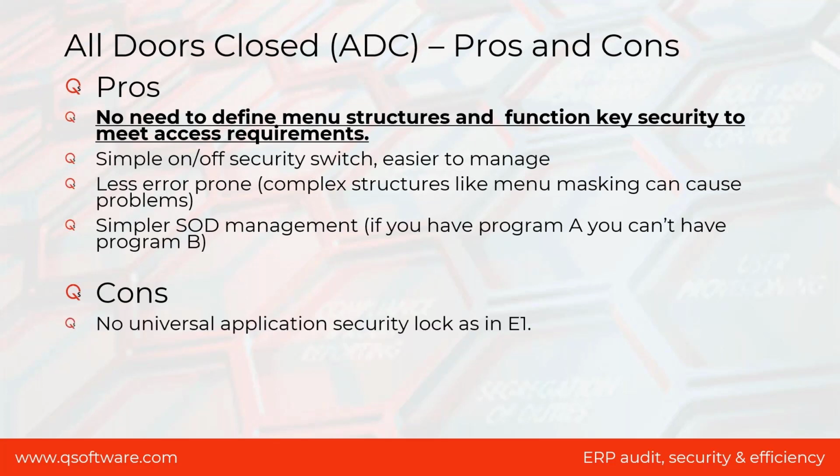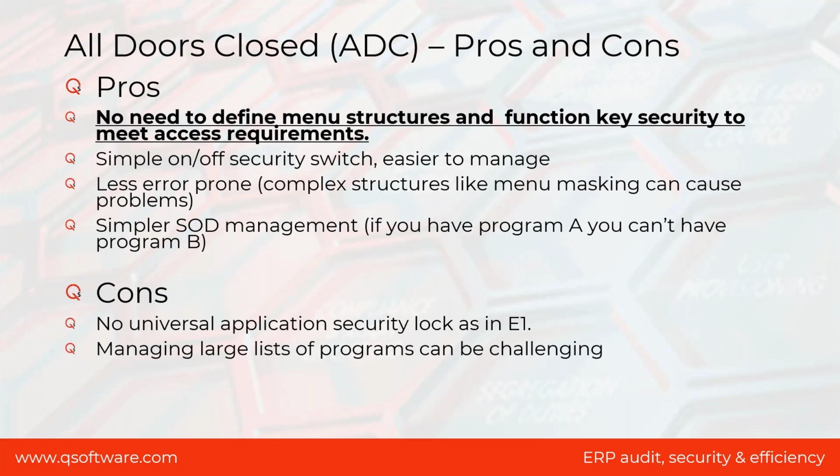From a cons perspective, and there are some cons for all doors closed, in Enterprise 1, Oracle, or JD Edwards as it was at the time, actually released it with an application security control that worked for all programs. You'll see today we can cover the vast majority, and in the later releases, effectively all of JDE using the all doors closed controls, but there is no simple application lock in the world. It's slightly different. And managing large lists of objects can be a challenge.